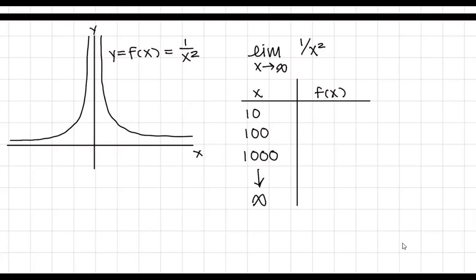So in this first step, we're interested in what is x, and our x value is 10. And if x is 10, then f of x is 1 over 100, which is the same as 0.01. If we plug in 100, we get 0.0001. And if we plug in 1000, we get 0.000001. And on and on and on until we eventually get to the number 0.